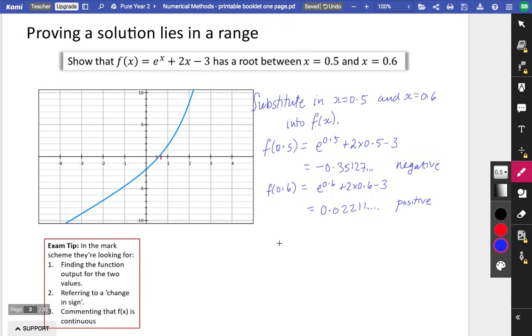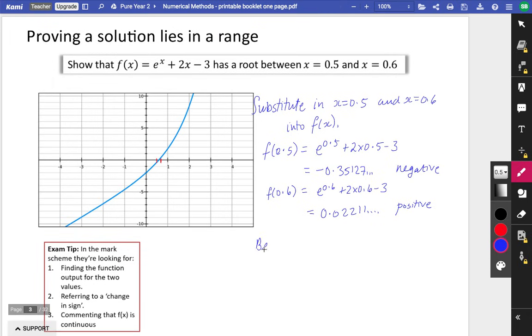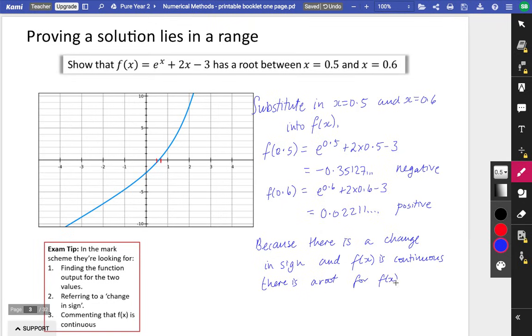So what they would look for in the mark scheme for this point is for you to say something like, because there is a change in sign and f of x is continuous, and I'll explain what I mean by this in a second, there is a root for f of x between 0.5 and 0.6. And just to reiterate, when I say a change in sign, I mean going from negative to positive.